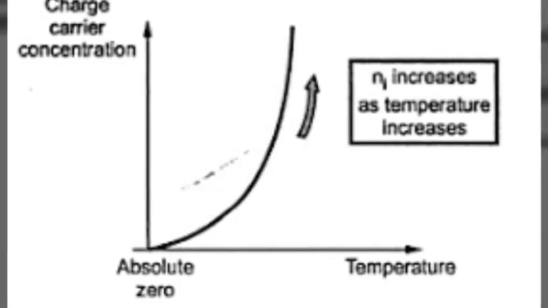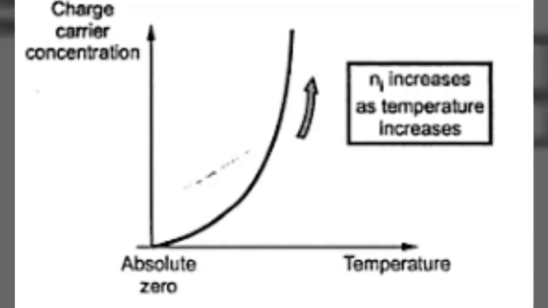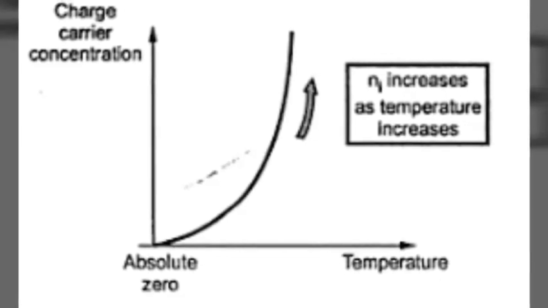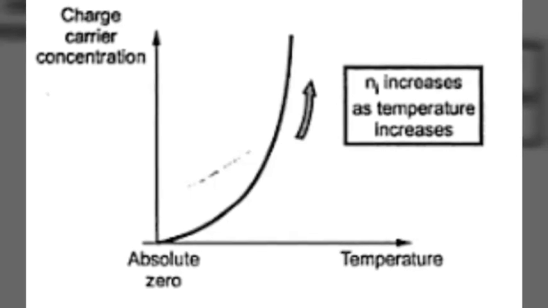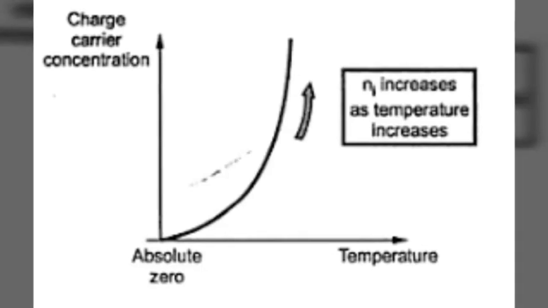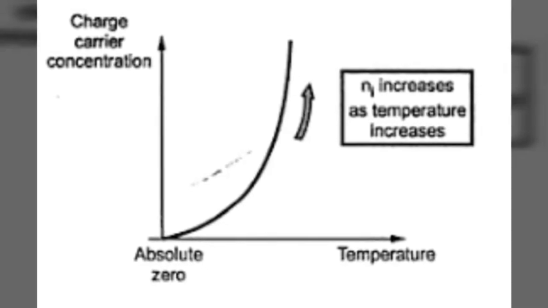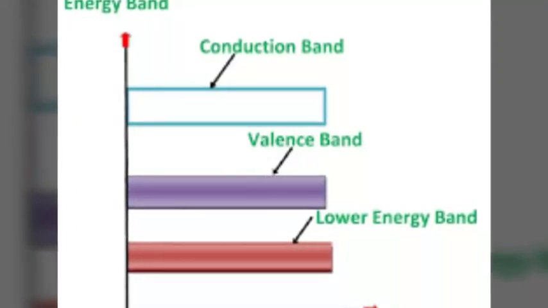Now next is the effect of temperature on semiconductors. We can define it in two parts, at absolute zero and above absolute zero. First is at absolute zero. At absolute zero temperature, all the electrons are tightly held by the semiconductor atoms. The inner orbit electrons are bound, whereas the valence electrons are engaged in covalent bonding, so there are no free electrons.